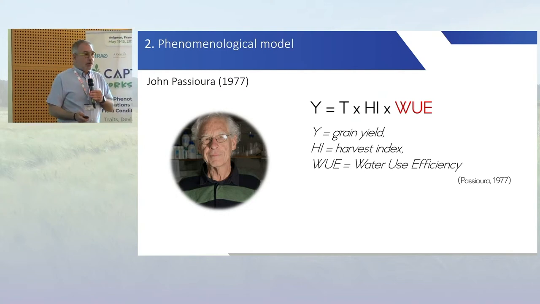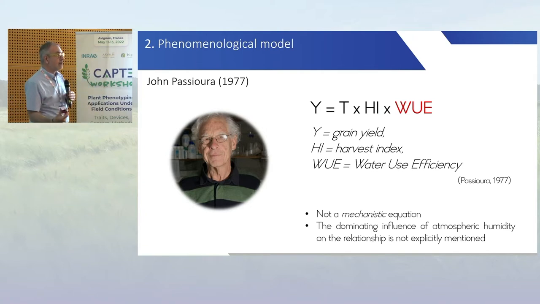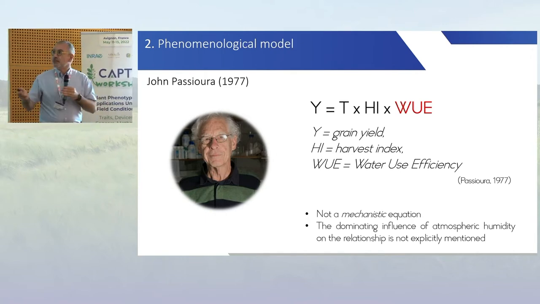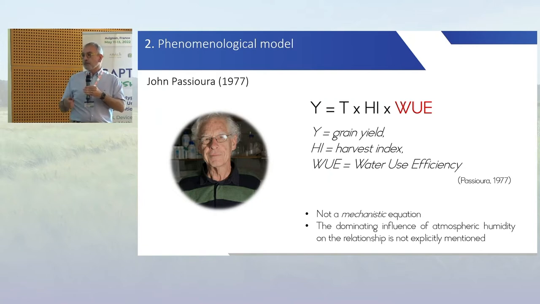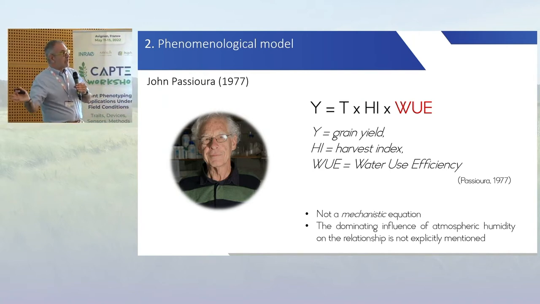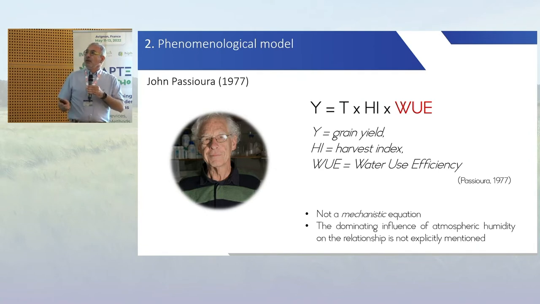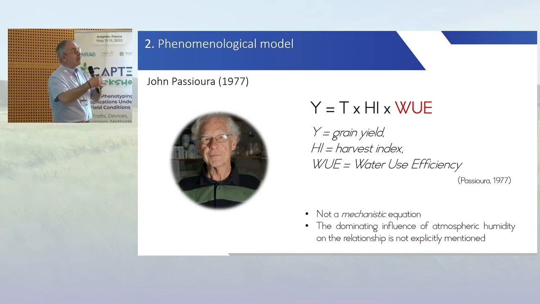The problem with the equation of John Passioura is that it is basically not a mechanistic equation. Why? Because if you want to improve yield as part of water use, how would you do that? Most people would say, just improve water use efficiency, but how would you improve water use efficiency? That is not a mechanistic way of looking at things. And the problem is that the dominating influence of the atmospheric humidity that was shown by de Wit was not taken into account in the Passioura equation. It still has lots of merits from an agronomic perspective. It shows one thing, that yield cannot exceed the amount of water that is available to the plant. So basically, from a physical perspective, you cannot have more yield than the amount of water that is in your field.